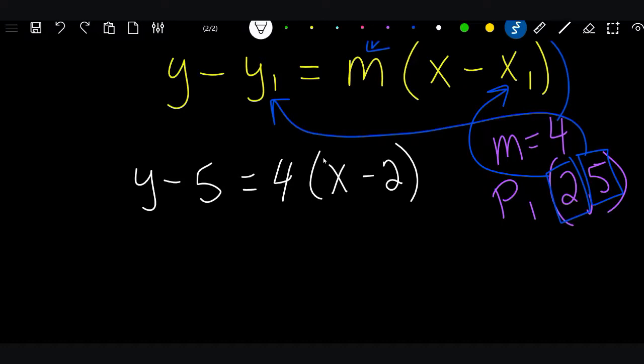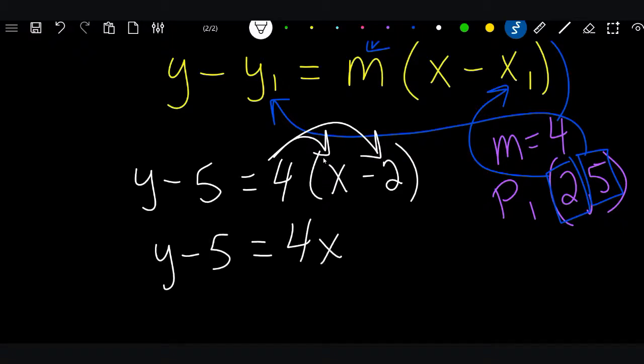Now we need to solve it. What are you solving it for? Well, this is interesting. I'm solving it for y because I want to get y equals mx plus b, basically. And you'll see how this turns out. First thing I'm going to want to do is distribute this. So I get y minus 5 equals 4x minus 8.